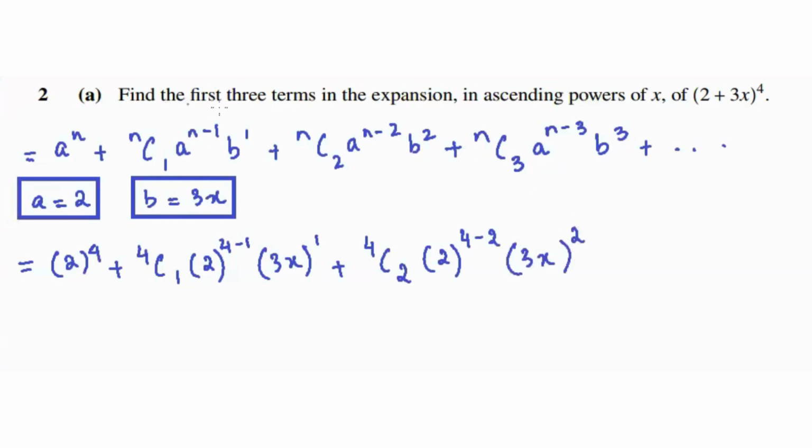Since the question says find the first three terms, we're just going to write the expansion for the first three terms and not waste time by doing the complete expansion. You just plug these values in the calculator and you would get 16 + 96x + 216x^2.